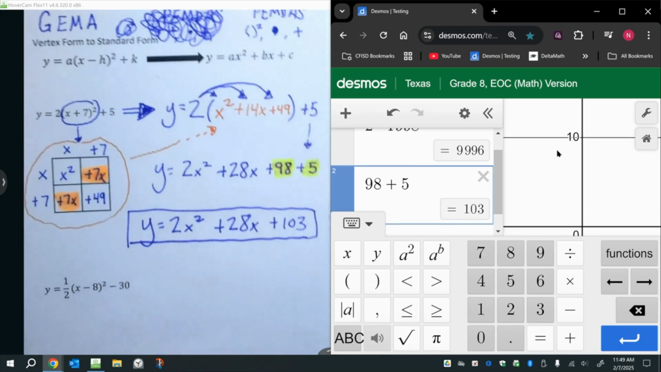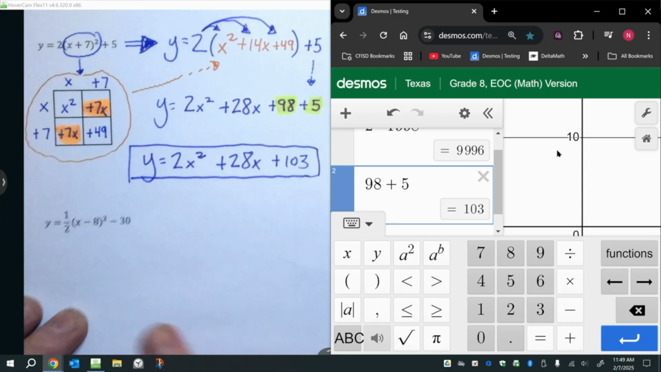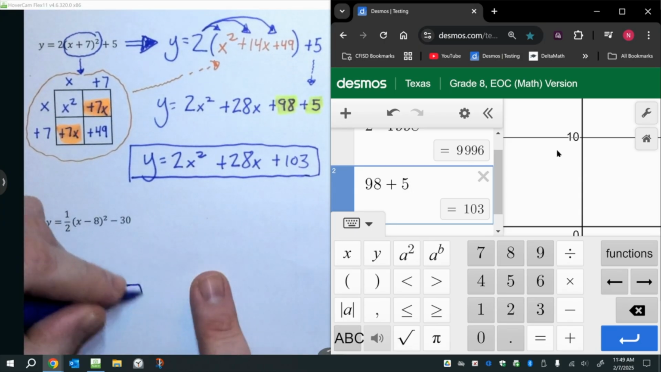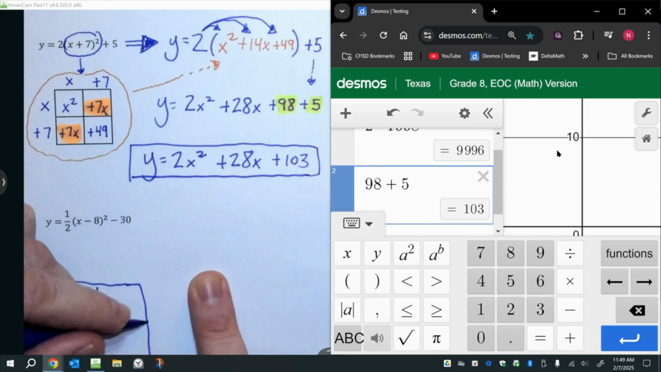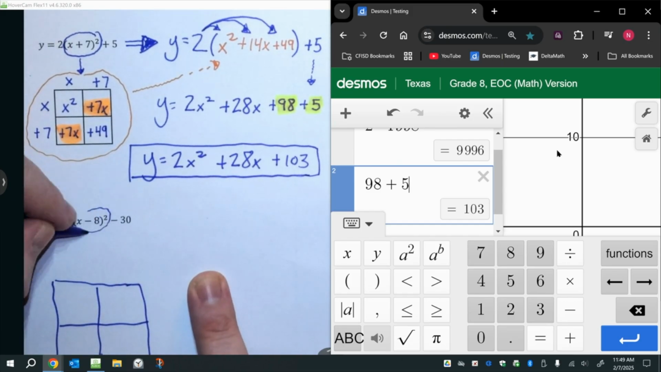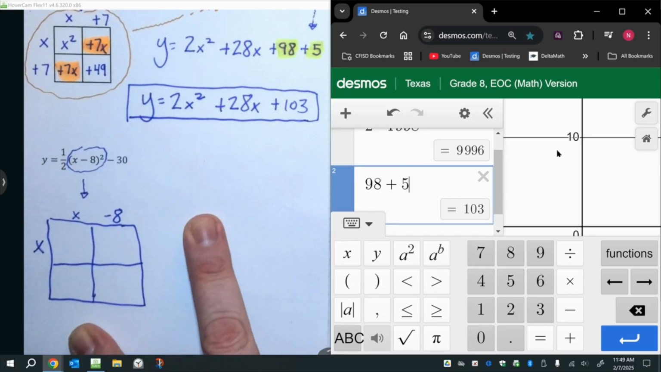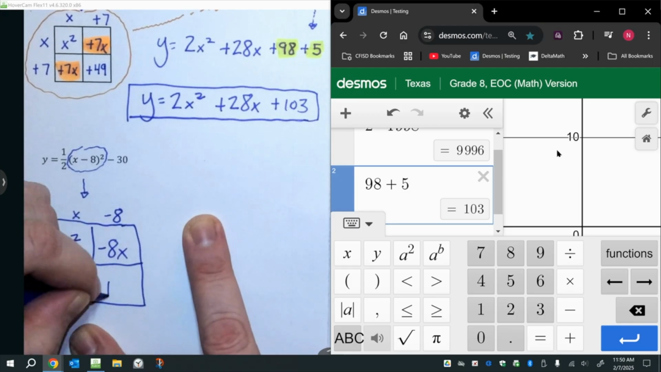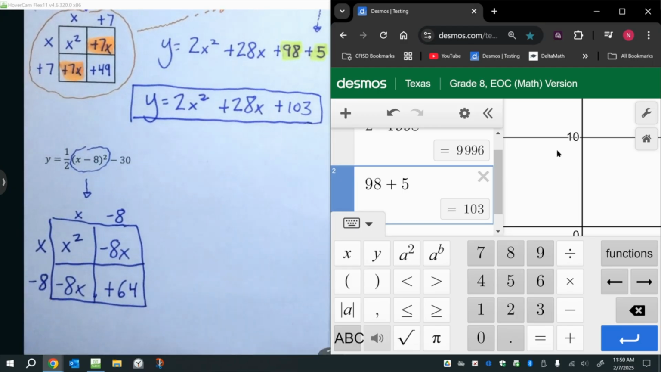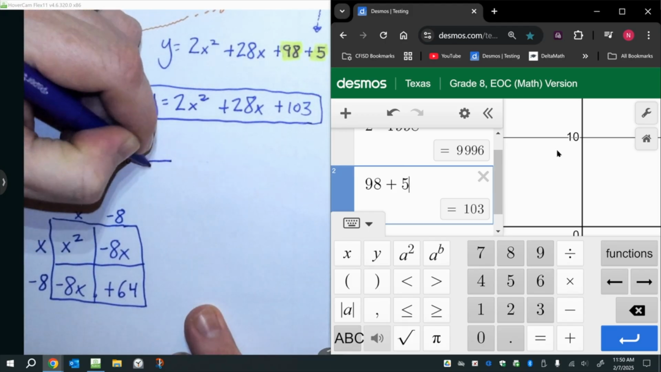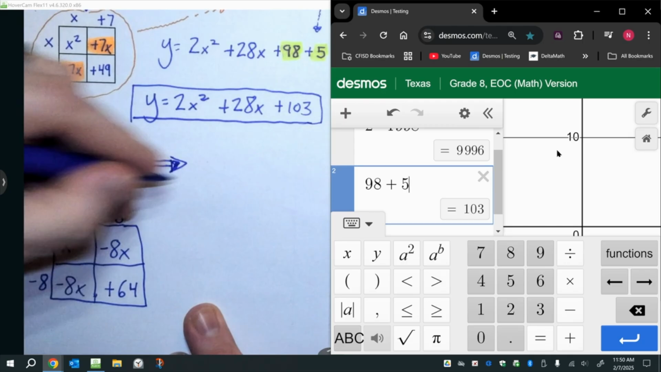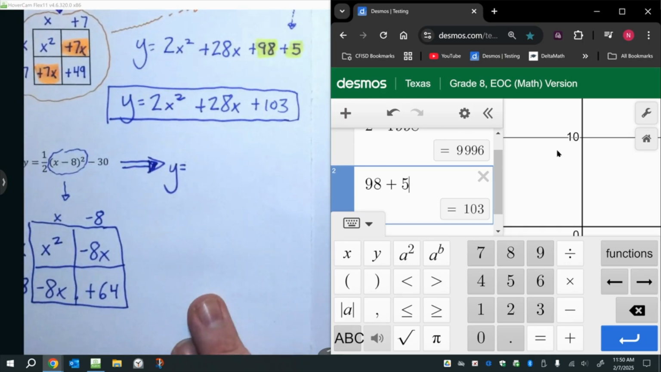All right, let's look at another one. Here we go. I'm going to distribute again, so I'm going to use my box. Oh, I don't have a box. I'm going to draw a box. All right, so we're going to take this piece right here and put it down here. So I have x minus 8, x minus 8. x times x, x squared. Negative 8x. Negative 8x. Negative 8 times negative 8, positive 64. You're multiplying still.